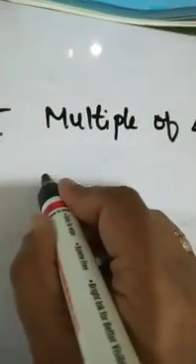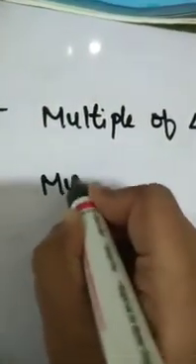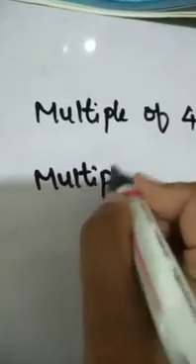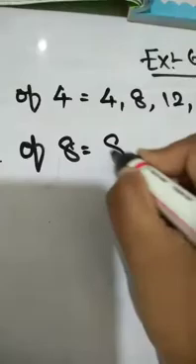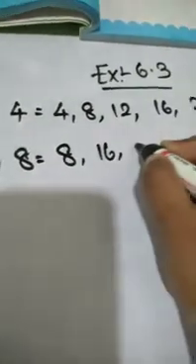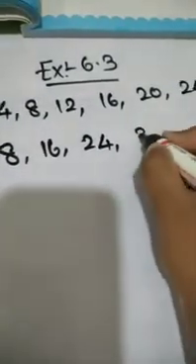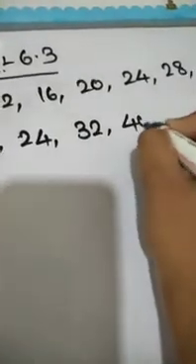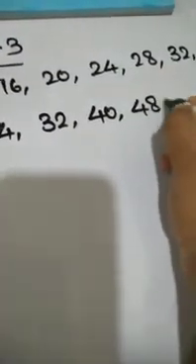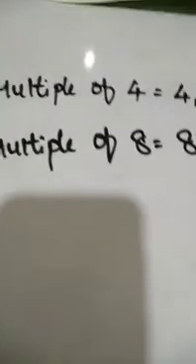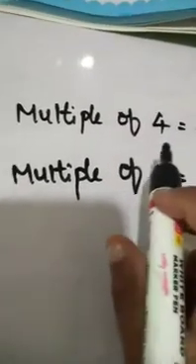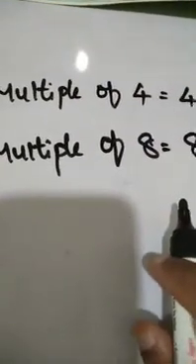Next, multiples of 8. 8 ones are 8, 8 twos are 16, 8 threes are 24, 8 fours are 32, 8 fives are 40, 8 sixes are 48, 8 sevens are 56, 8 eights are 64, 8 nines are 72, 8 tens are 80. So these are the multiples of 4 and the multiples of 8.